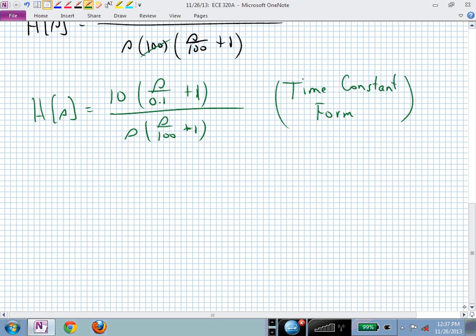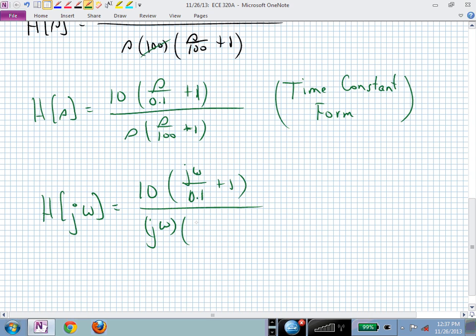What we want to do, though, is walk up the imaginary axis to sketch the Bode plot, which means now instead of looking at this transfer function as a function of s, we substitute or replace all of those s's with j omegas. So that now we have 10, then we have j omega over 0.1 plus 1, all over j omega and j omega over 100 plus 1.